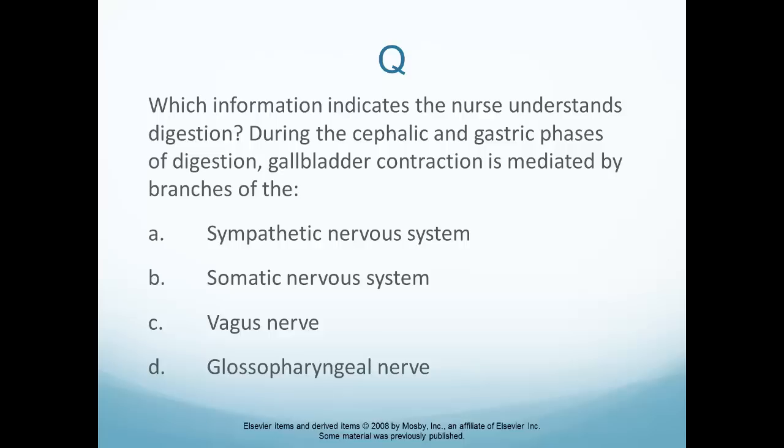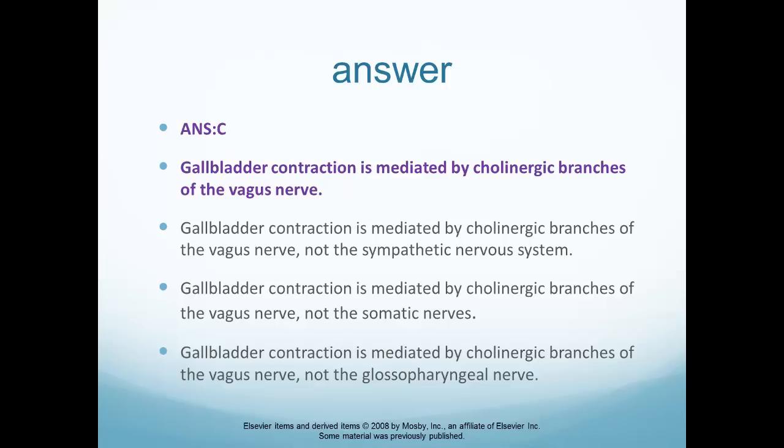Which information indicates the nurse understands digestion? During the cephalic and gastric phases of digestion, a gallbladder contraction is mediated by the branches of the. It's the gallbladder contraction is mediated by cholinergic branches of the vagus nerve, not the sympathetic nervous system or the somatic nerves.